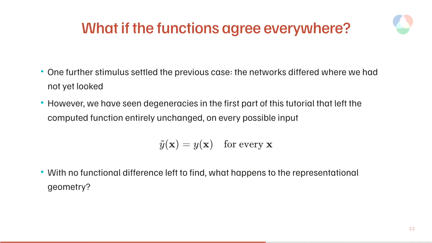And so then I'll briefly go over this last bit and then finish up after this. The final question you can ask is, well, what happens now if the functions agree everywhere? So not just on a finite set of inputs, but for every possible input I throw at it, the 2 functions agree.